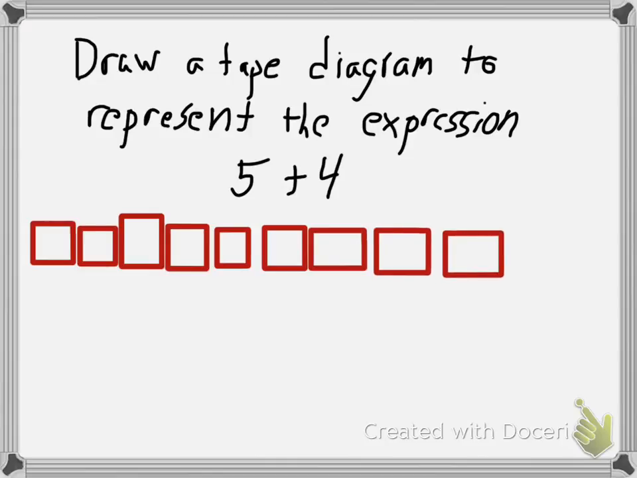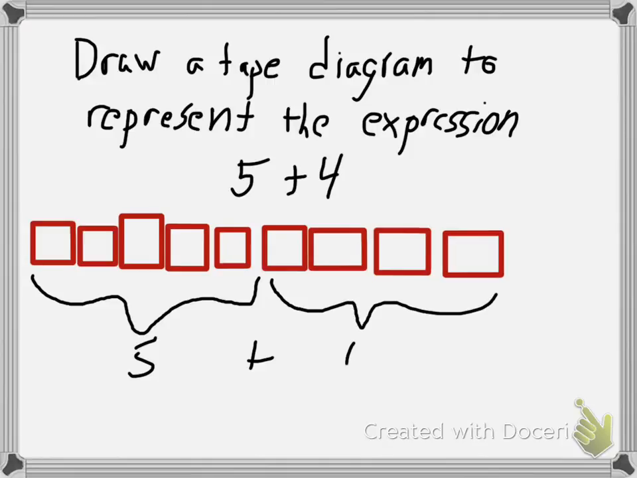So now I can see I have 5 plus the 4 we have here. 5 plus 4. And we know that is a total of 9. Okay, so again, just a little bit of review on tape diagrams. We can show the expression 5 plus 4 by having 5 boxes and adding to that 4 boxes.